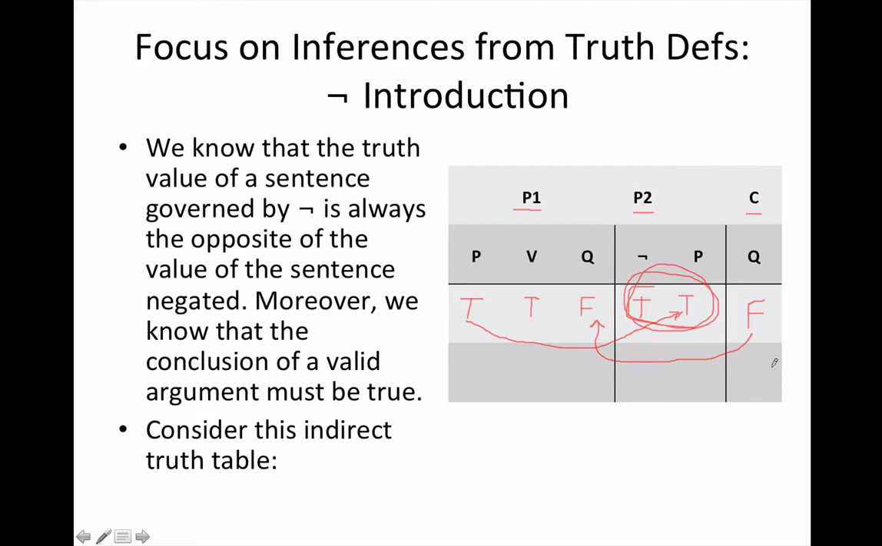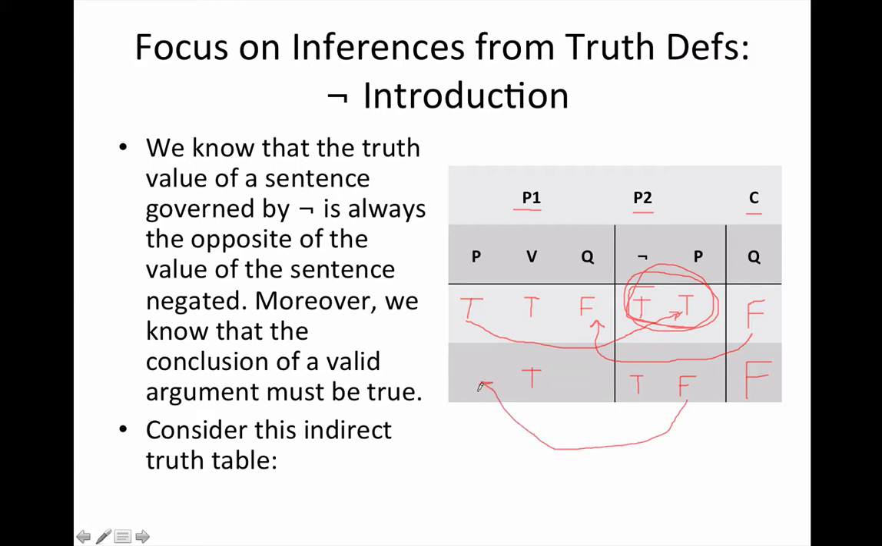Let's try this again. In other words, let us once again assume the conclusion is false while the premises are true. This time, let's work from the second premise, which we're saying is true. That makes P false.